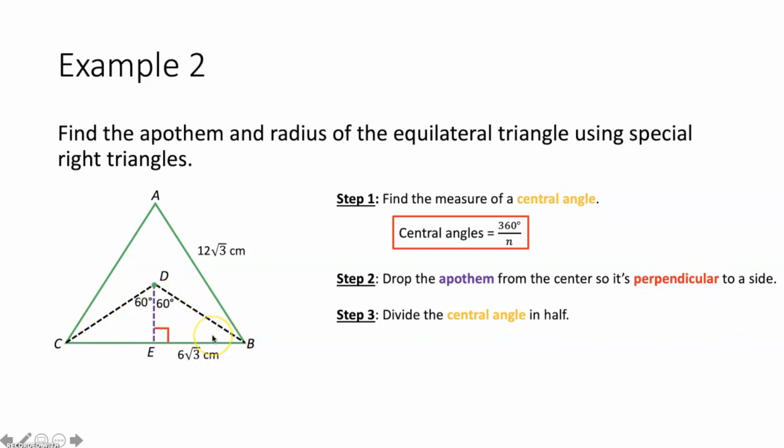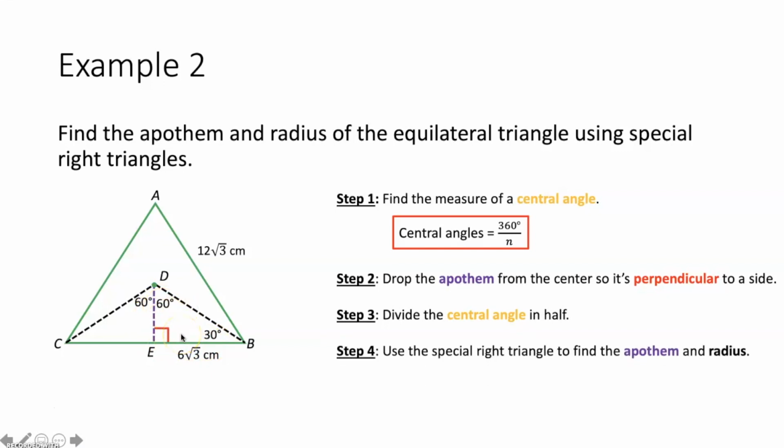That means the other acute angle must be 30 degrees, meaning we have created a little 30, 60, 90 degree triangle. And in a 30, 60, 90 degree triangle, everything is based on the short leg. The short leg is the side opposite your 30 degree angle. If I multiply that by 2, I get the hypotenuse. If I multiply that by rad 3, I get the longer leg, the side opposite the 60 degree angle.